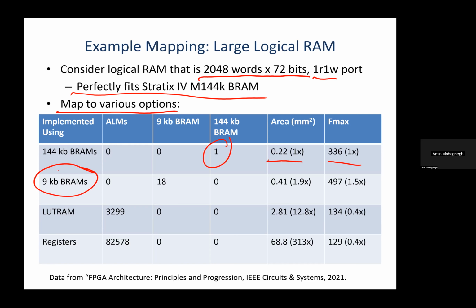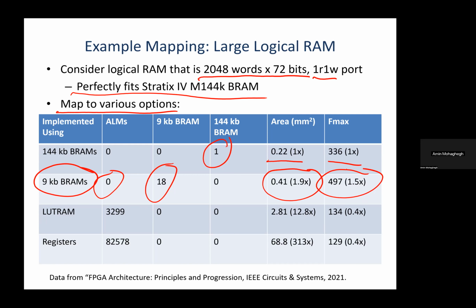We need 18 of them. We don't need any logic because we're just combining them all in parallel to make a big enough word. These RAMs can implement 2K words, they just aren't wide enough, so we'll put a bunch of them in parallel. Its area is almost twice as big. Its frequency is actually better. Like it actually runs at almost 500 megahertz.